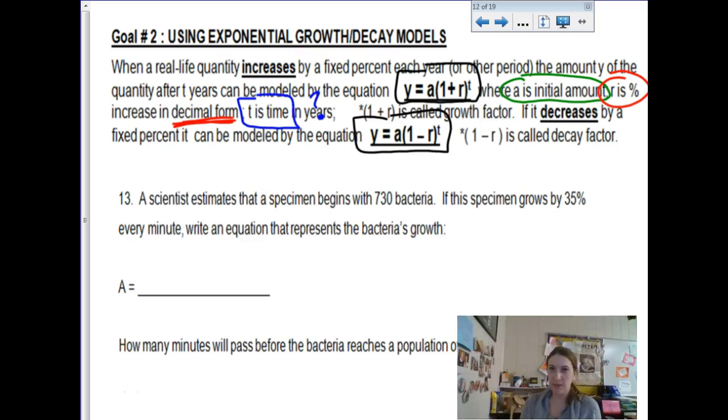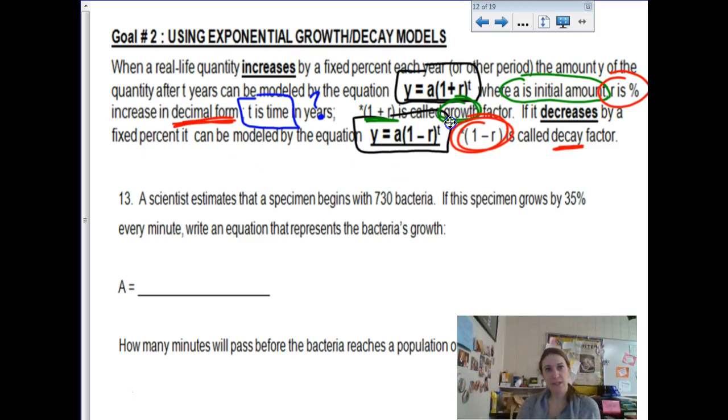Alright, so let's take a look at whether we should use 1 plus r or 1 minus r. We're going to be looking for keywords like growth and decay. So if it's growing, you're going to be using 1 plus r for your base, because that means you're increasing it over 100%. And then decay, you're going to be using 1 minus r for your base, because it's going to be decreasing away from 100%.